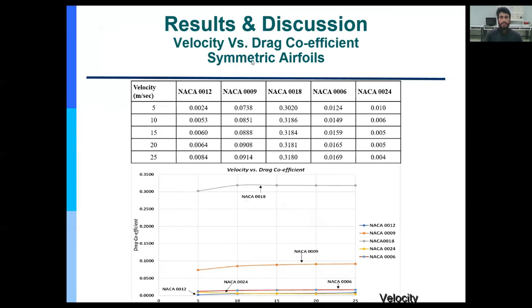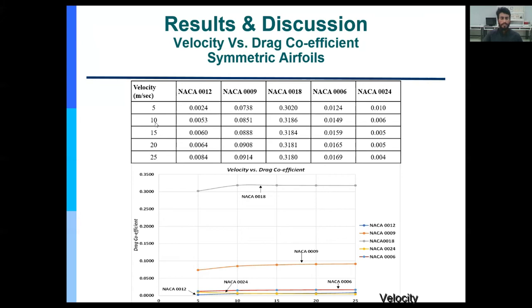This is the drag versus velocity table for symmetric airfoils. If we look at wind velocity of 5 meters per second, NACA 0012 has a 0.0024 drag coefficient value, and NACA 0009 has a drag coefficient value of 0.0738, and NACA 0018 has a drag coefficient value of 0.3020, and NACA 0006 has a coefficient value of 0.0124, and NACA 0024 has a drag coefficient value of 0.10.